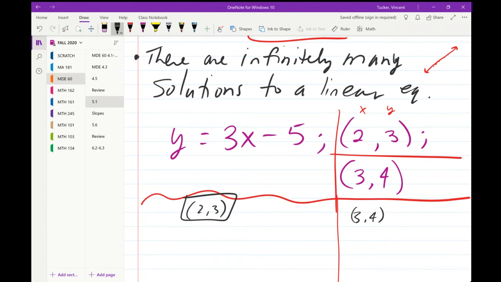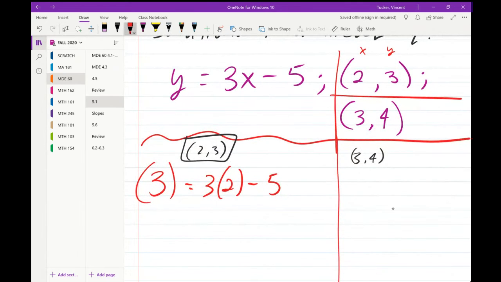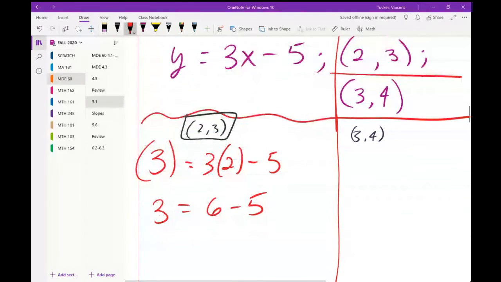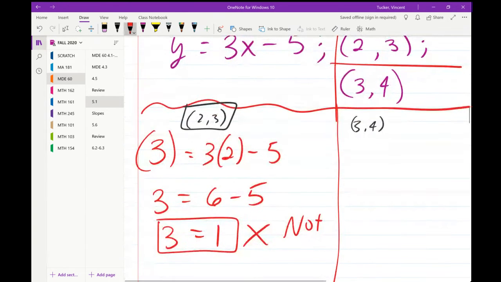So once again, don't forget the first part is x, the second part is y. So I'll plug in 3 for y, 2 for x. So that's 3 equal to 6 minus 5. 3 equal to 1. That's not true. So that's not a solution.